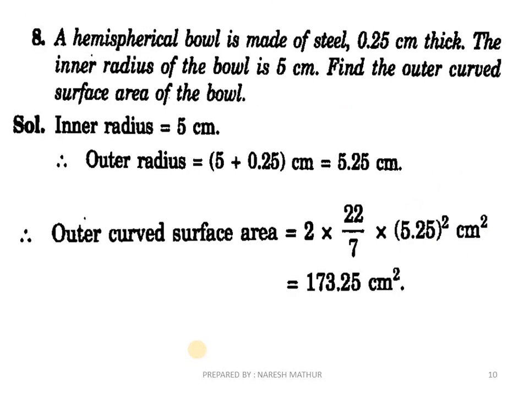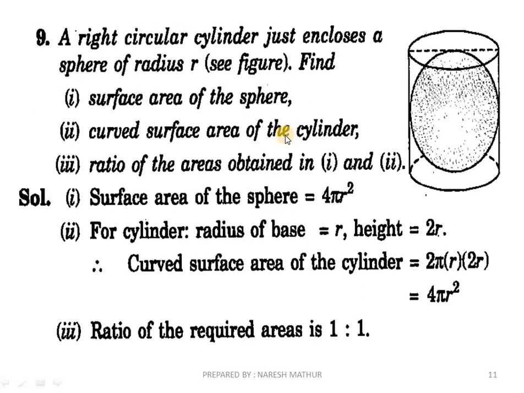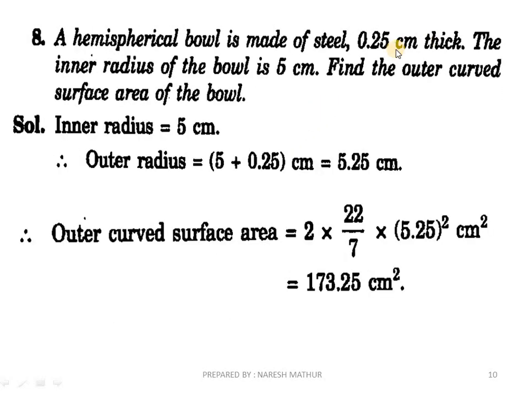Easy. In the next one, a hemispherical bowl is made up of steel with 0.25 centimeter thickness. The inner radius of the bowl is 5 centimeter, and find the outer CSA of the bowl.